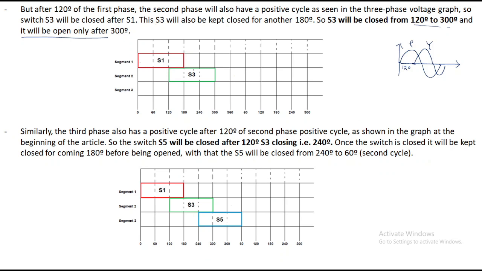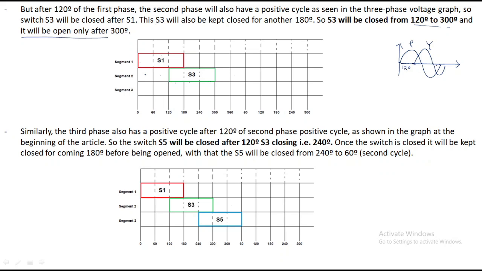Look at this green line. This is the S1 switch for segment 1. After 120 degrees, the S3 switch will be on, and it is conducted for 180 degrees. That means from 120 to 300 degrees switch S3 will be on. That's why S1 is on for 180 degrees and S3 will be on for 180 degrees, but after 120 degrees you have to turn it on.